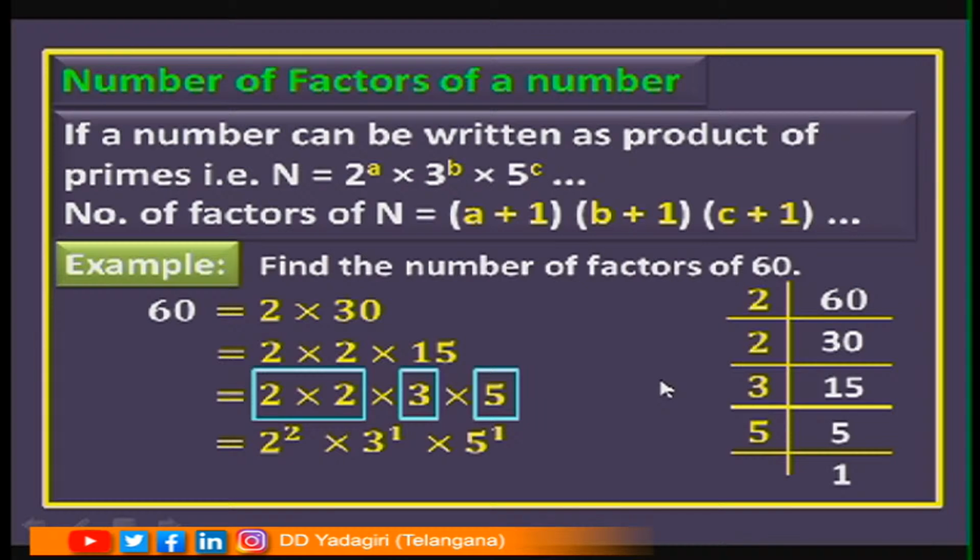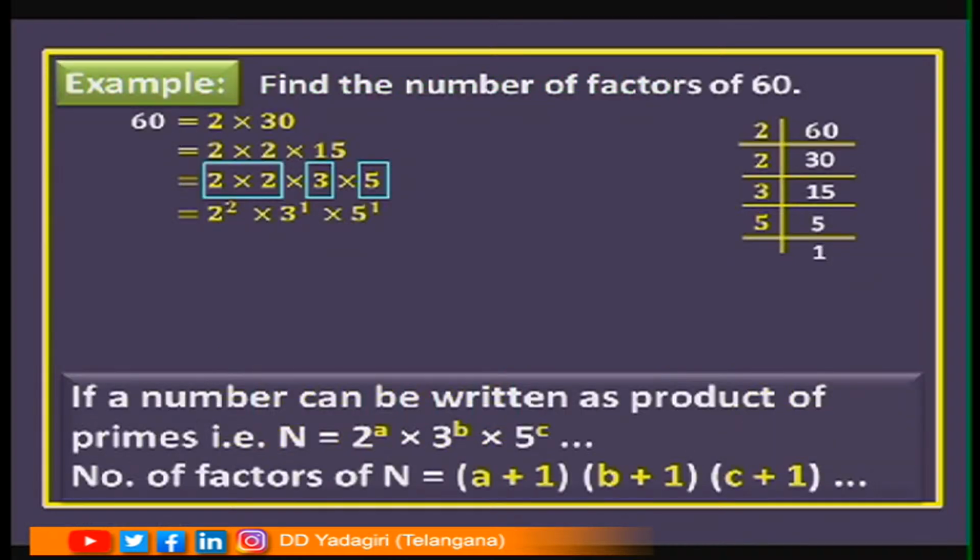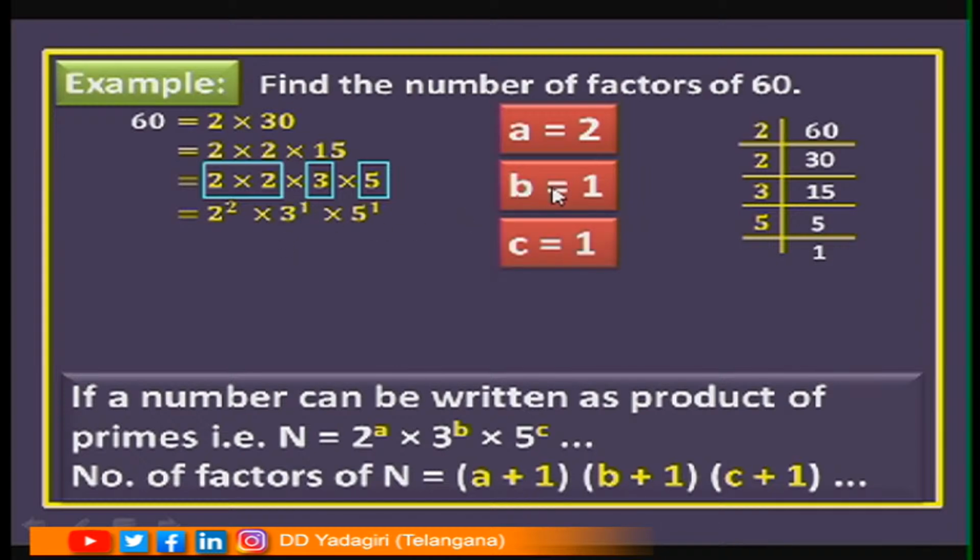Now, let us see how to find the number of factors, children. If we compare this 2 to the power of 2 into 3 power 1 into 5 power 1 with 2 power a into 3 power b into 5 power c, what do you get, children? Yes, I get a is equal to 2. In place of 2 power a, I have 2 power 2, that means a is equal to 2. Then we have 3 power b. In place of b, I have 1. So, b is equal to 1. Now, what about c, children? Yes, that is also equal to 1.